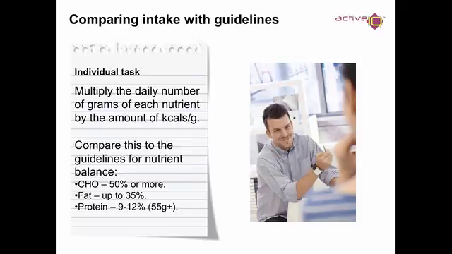But you multiply the daily number of grams of each nutrient by the amounts below. So if you've said that you've had 250 grams of carbohydrates, we know that there are four calories per gram of carbohydrate. So we're going to do 4 times 250, and that'll give us the amount of calories we've had that day that are made up of carbohydrates. Do the same thing for fat and the same thing with protein.